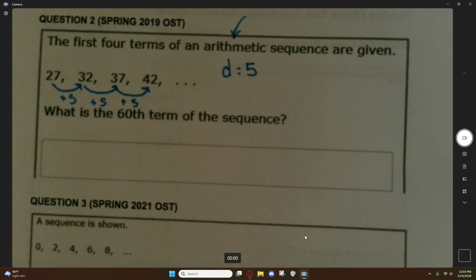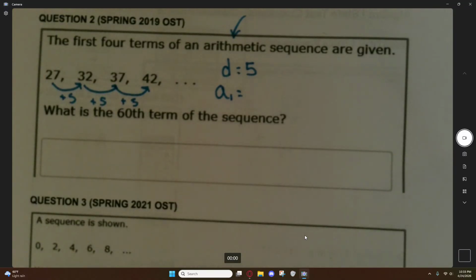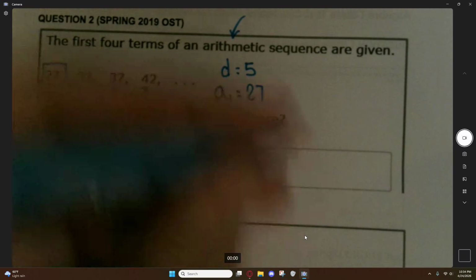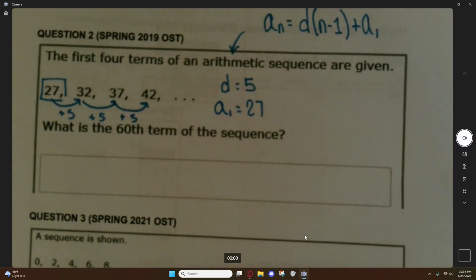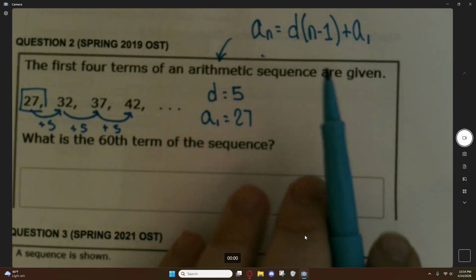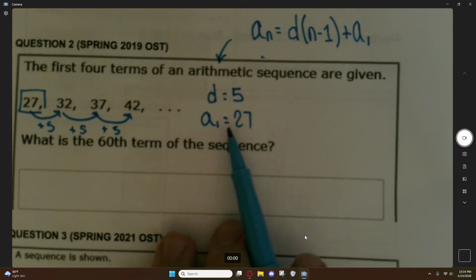What we also need, just like in the geometric sequence, is a1, the first term of the sequence. The first term of the sequence here is 27. Now, we do need to write a rule in order to find the 60th term. Arithmetic sequences are a little bit different. The formula for an arithmetic sequence is a of n equals d times n minus 1 plus a1, where a of n is the value of that term of the sequence, d is your common difference, and a1, just like in the geometric sequence, is your first term.